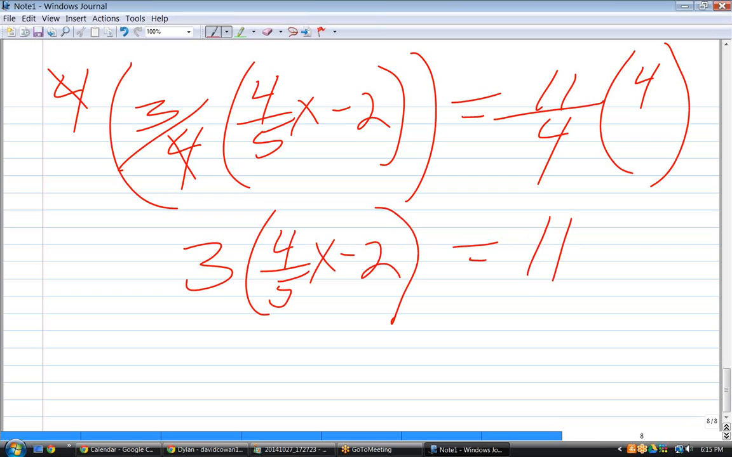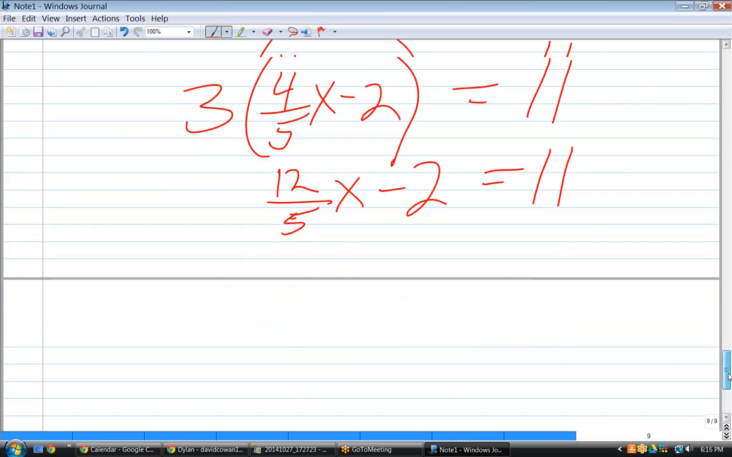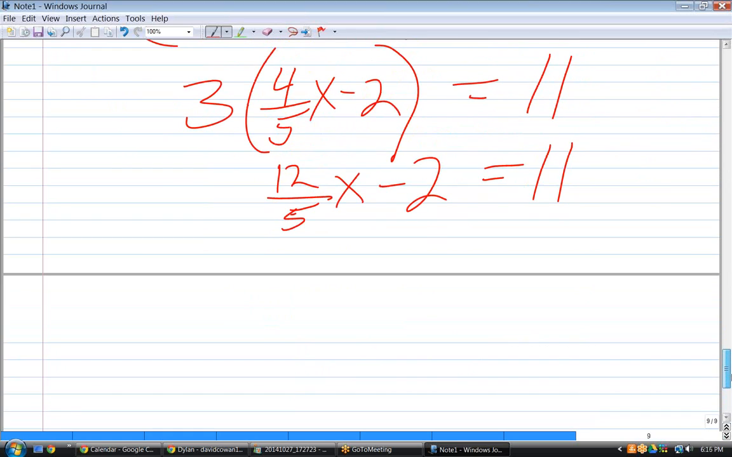Now, at this point, we want to distribute. We cannot add 2 to both sides because this minus 2 is really a minus 6 once we distribute. So let's begin by multiplying that. So 12 minus 2. Now what next? For the equation, 3 times negative 2, would that be negative 6?